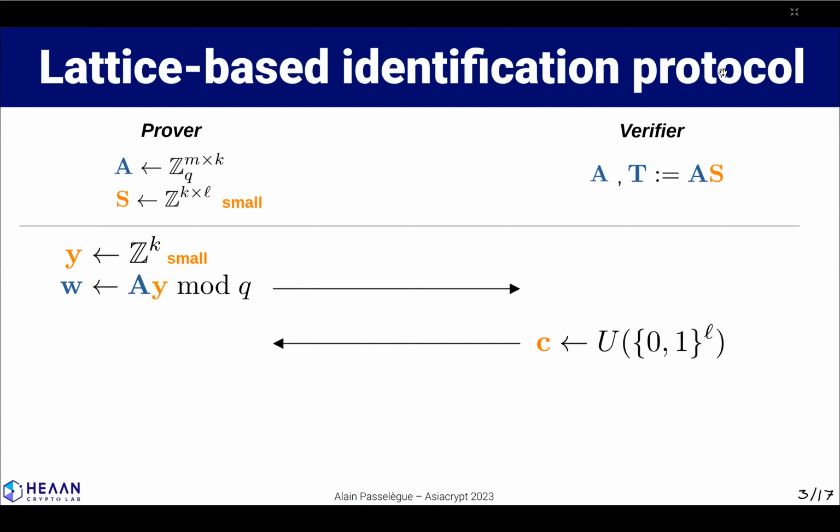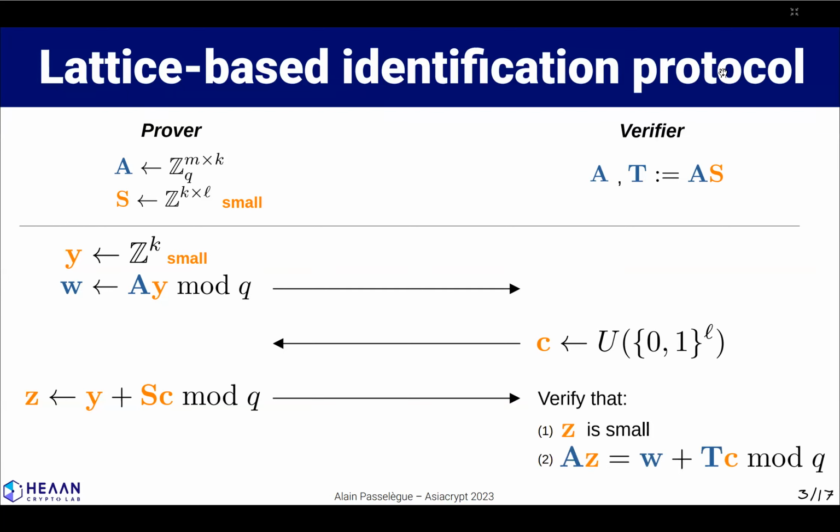And so how does the protocol work? Simply, first the prover samples some small value Y, which it commits to by providing W = A times Y mod Q. So far I'm working with Q. And then the verifier replies with some binary challenge, which is a highly sparse string C. And at the end, the prover replies with some value Z, which is Y plus S times C mod Q. And so verification does the following. So first check that Z is small, so it's supposed to be small. And that this equation holds, so A Z equals W plus T C mod Q.